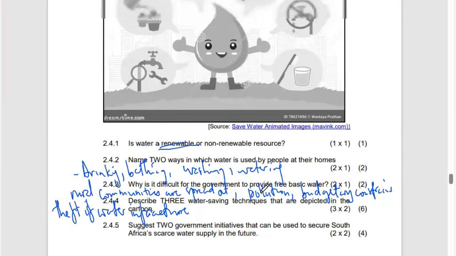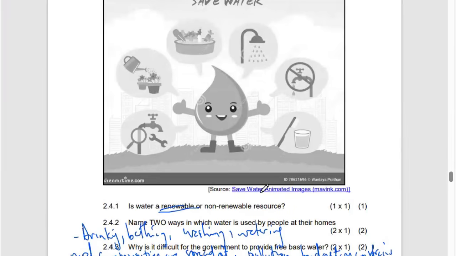Right, then it says, describe the 3 water saving techniques that are depicted in the cartoon. We just have to relate to the cartoon. This one here, the first one that we are seeing, you are seeing this is a spanner, and you are seeing that's a tap there. It implies that we must fix leakages. Whenever there are leakages, they must be fixed. We must fix both dripping taps and also leaks.